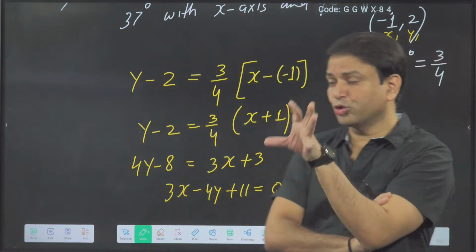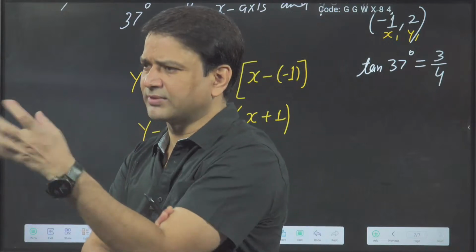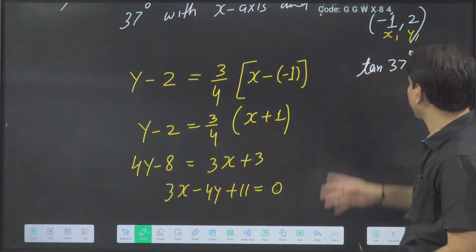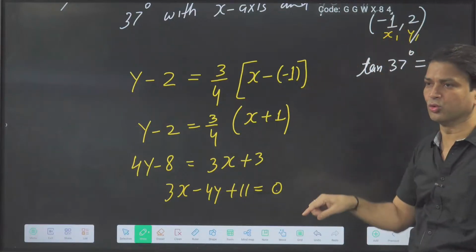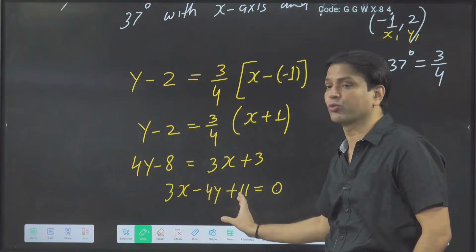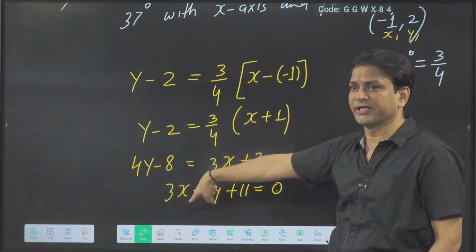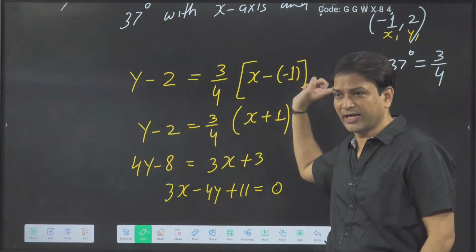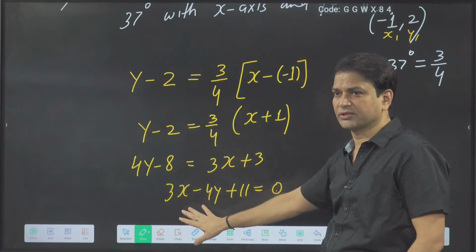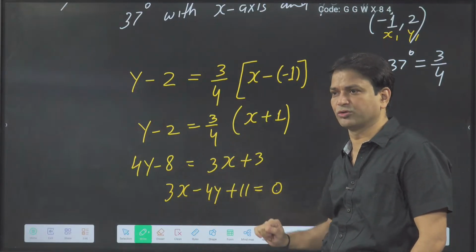Completed. And how can you verify your answer? If you want to verify, what can you do to check your answer? You can put this point minus 1 comma 2. Suppose you have written the correct equation, how can you check? Put this point here. This point has to satisfy this line. So you got the equation 3x minus 4y plus 11 is equal to 0.